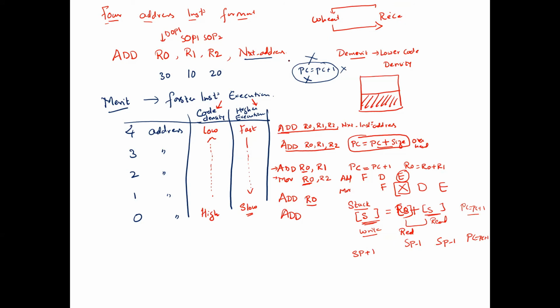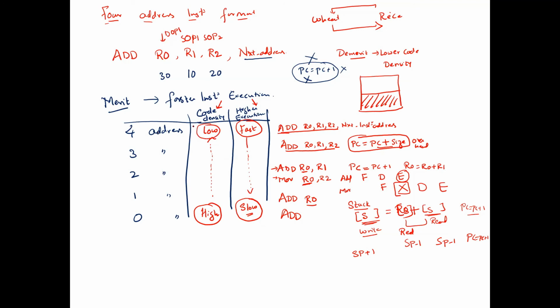So now which are the 2 trade-off parameters? Code density and higher execution speed. If you want higher code density, you want to store more instructions in small memory, then what about the program execution? It will become slow. You are achieving higher code density, but you are losing at the other end, that is your program is getting slower in execution. And in the 4 address instruction format, if you want faster execution, then you cannot store a large number of instructions in the available memory.